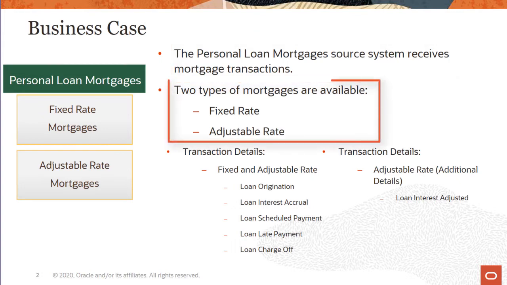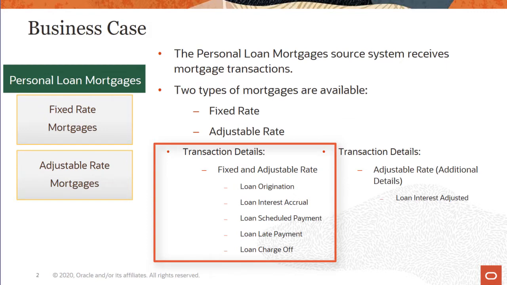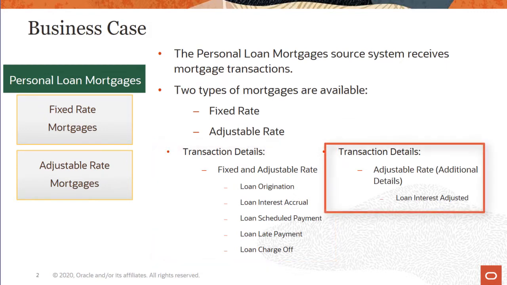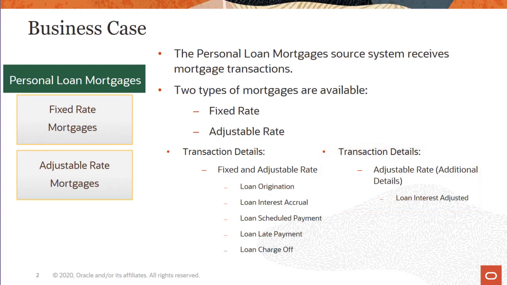There are two types of mortgages, fixed and adjustable rates. Transaction details are used by both types. The adjustable rate mortgage has an additional transaction detail, loan interest adjusted.